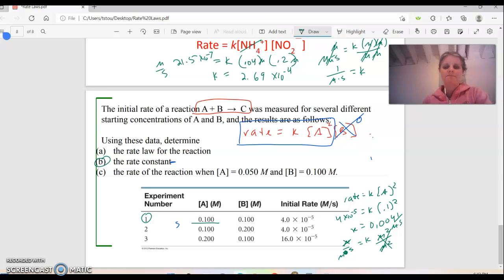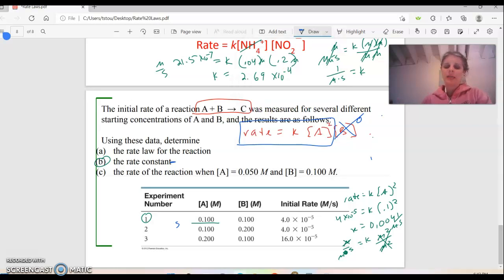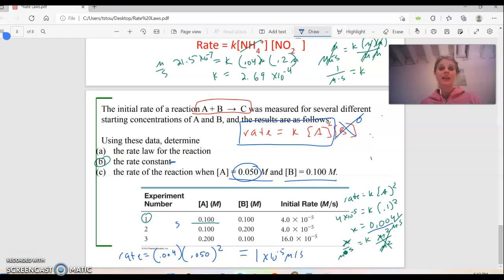That's my rate constant. So then you might be thinking, part C, what would be the rate of the reaction if you put in this and this? Well, in that case, I'm going to do it right down here. My rate, that's what I want to solve, is equal to K, now I actually have a number for that, 0.004, times my A squared. And my A in this case is 0.05. My B doesn't matter, so I'm just not going to include it. I can figure out how fast that rate of the reaction is going to be by calculating that. It will be 1 times 10 to the negative 5 molarity per second. That's how fast it'll be.